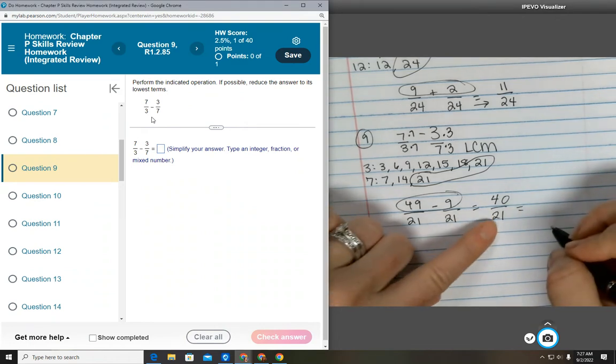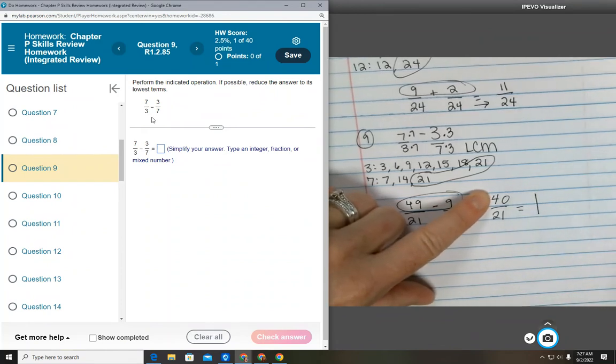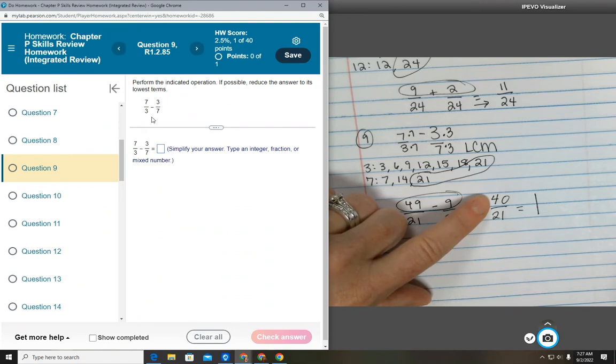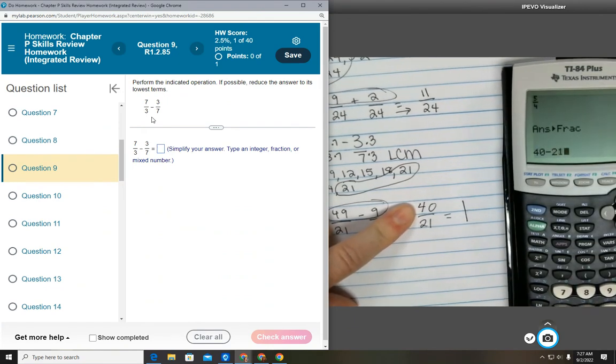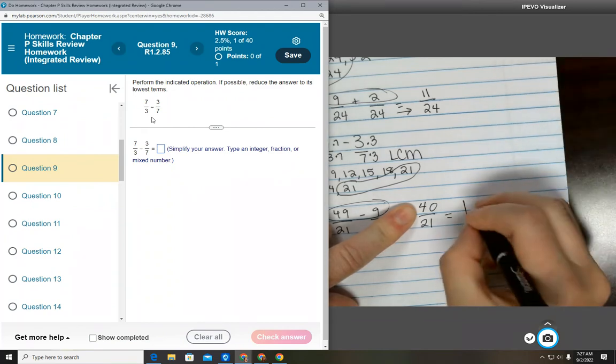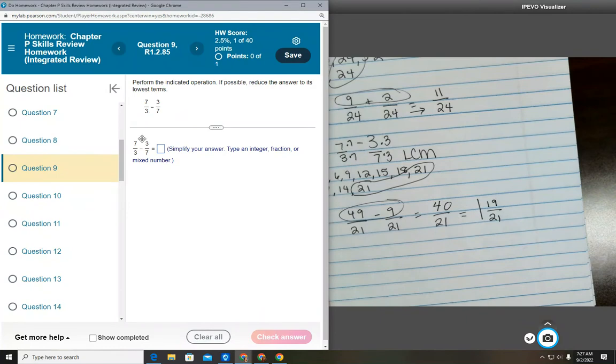But we can see how many times 21 will go into 40. It'll go one time. How much more to get to 40? Let's see. 40 minus 21 is 19. So it'd be 19 left over. Keep your same denominator.